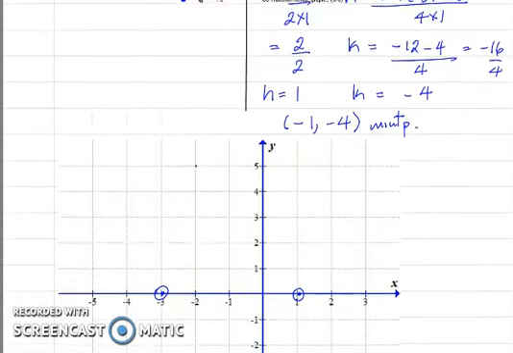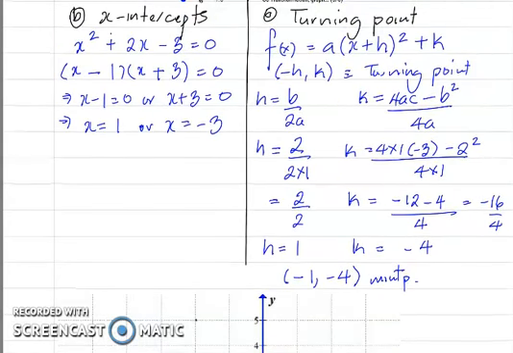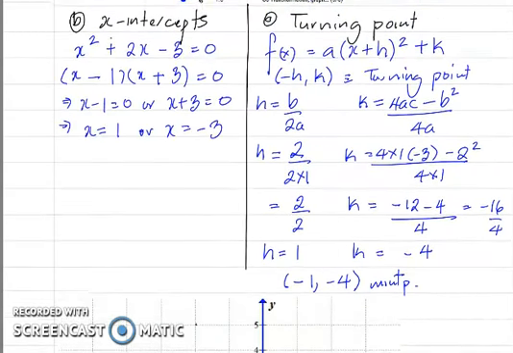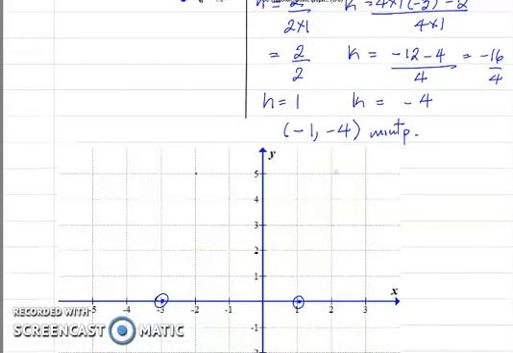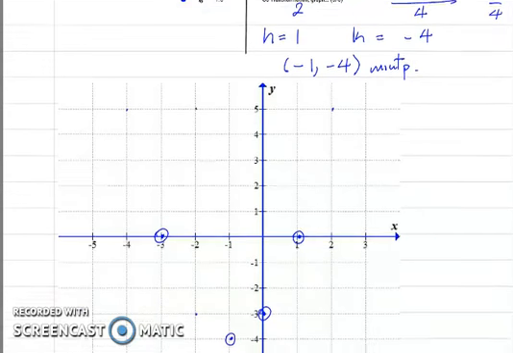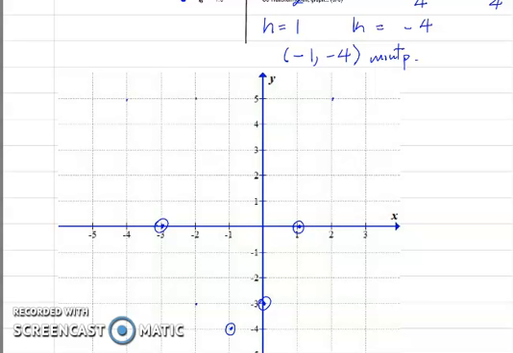Let us see what happens if x is 2. If x is 2, we get 2 squared, which is 4, plus 4 is 8, minus 3 is 5. So 2, 5 here and here are another 2 points on the graph. So with this information, I can sketch my graph. All right, that's one half of my curve.